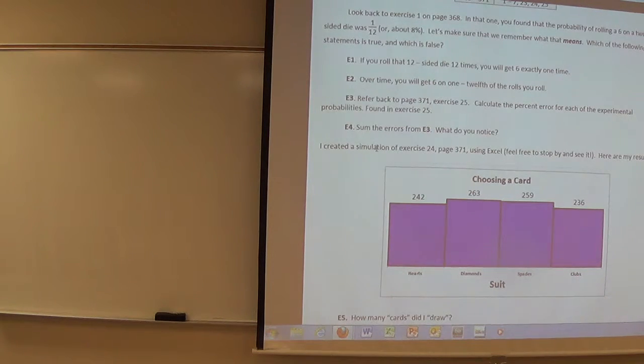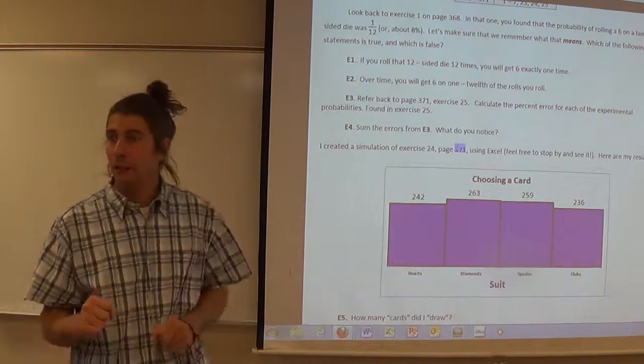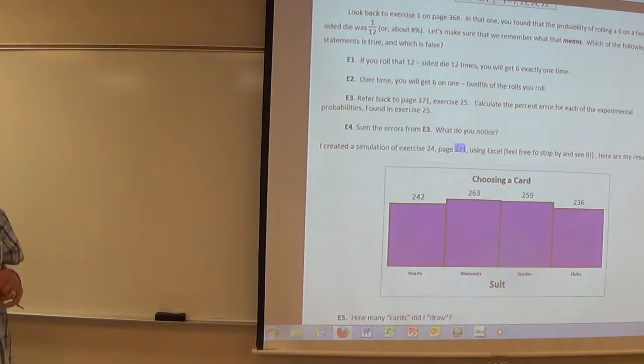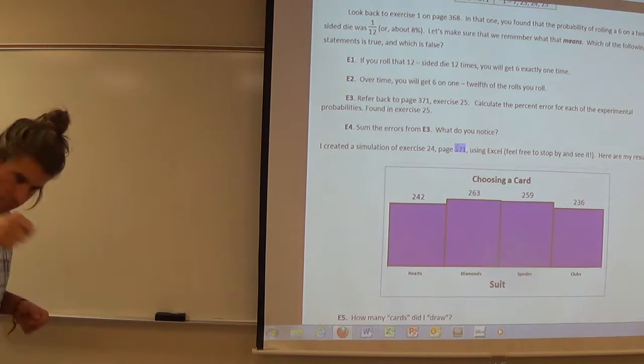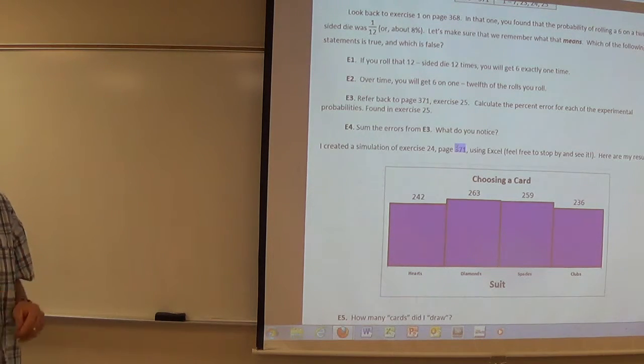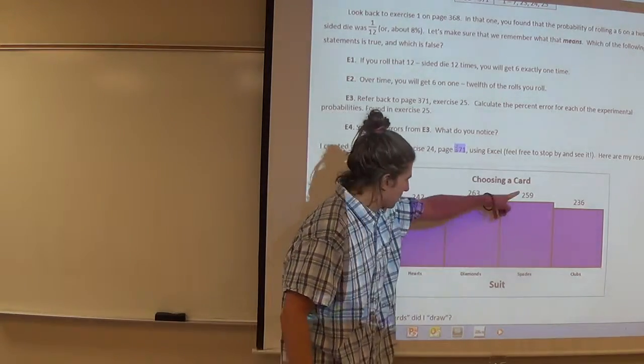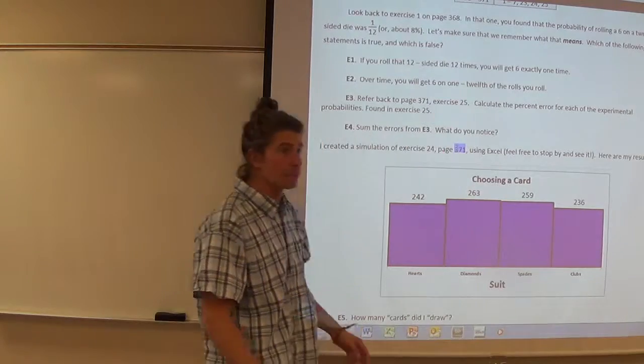So, I made a simulation from your book, exercise 24, page 371, which dealt with pulling cards out of a deck. Pull a card out, look at the suit, mark down what it was, put it back in. Then shuffle, do it again, each time. This is what I got: 242 hearts, 263 diamonds, 259 spades, 236 clubs.